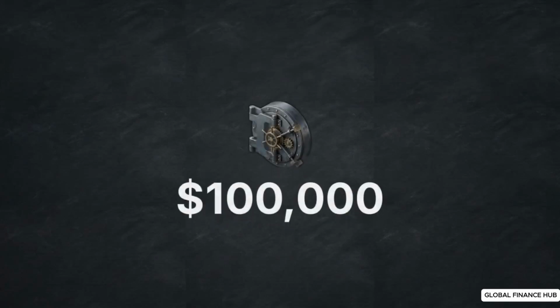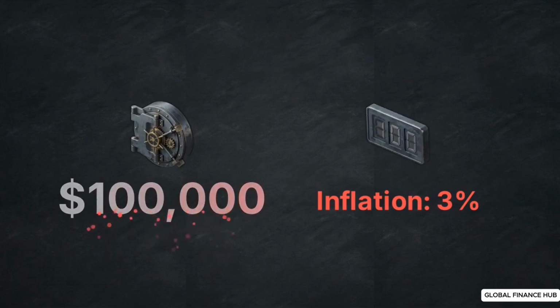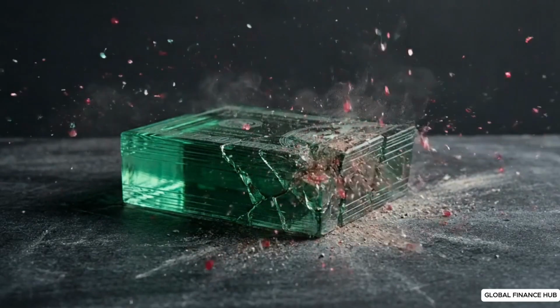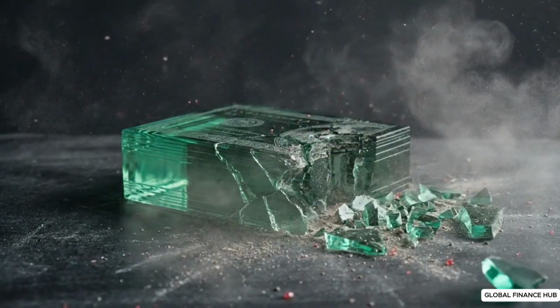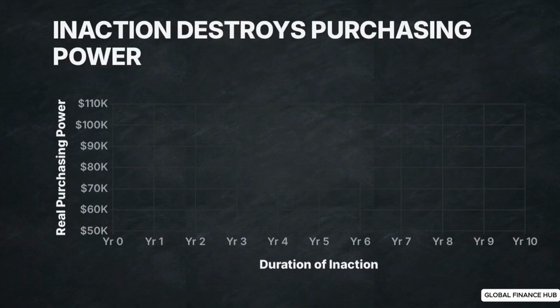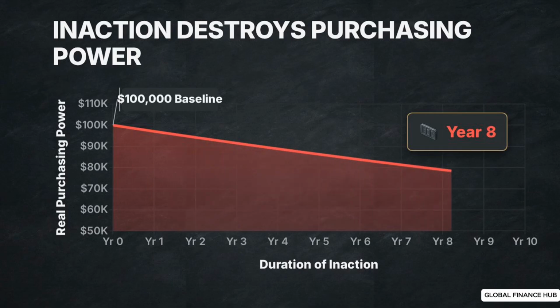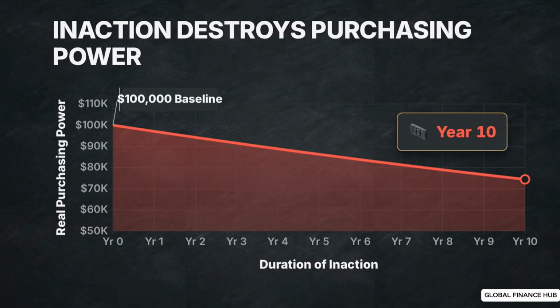If you leave $100,000 sitting in a standard savings account, it is not stable. It is actively disappearing. Think of inflation as financial entropy. Financial entropy is the concept that inflation acts as an active, corrosive thermodynamic force on idle capital. When inflation runs at an average of 3%, money left untouched is mathematically deteriorating. Look at this ledger. Over a single decade of inaction, that $100,000 loses roughly 26% of its purchasing power, leaving you with the equivalent of $74,000.